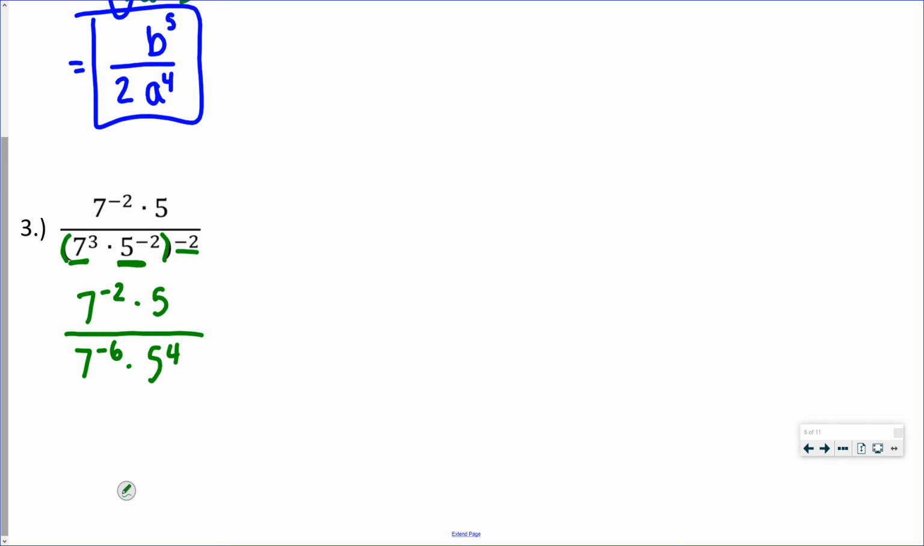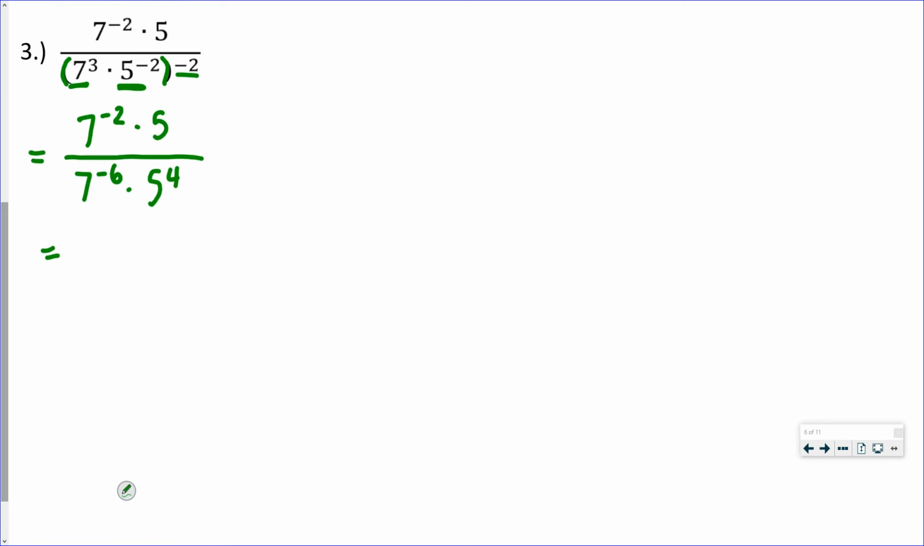Okay, all I did was I did that power. Everybody good with that? Okay, the next thing I would probably do is subtract the exponents. So I have 7 to the negative 2 minus negative 6.